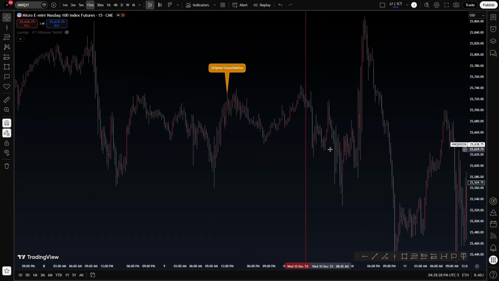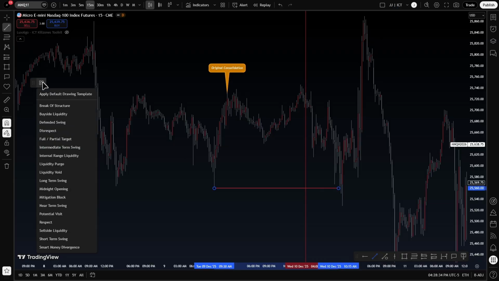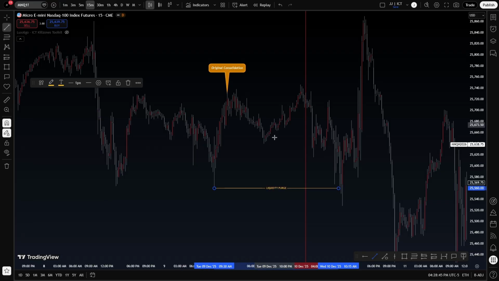Before the first stage of delivery, price purges the low of the original consolidation. Price can do that. It does not mean, keyword, it does not mean it is offering sell side delivery. So just watch how price acts along those levels. So we can mark this as liquidity purge.